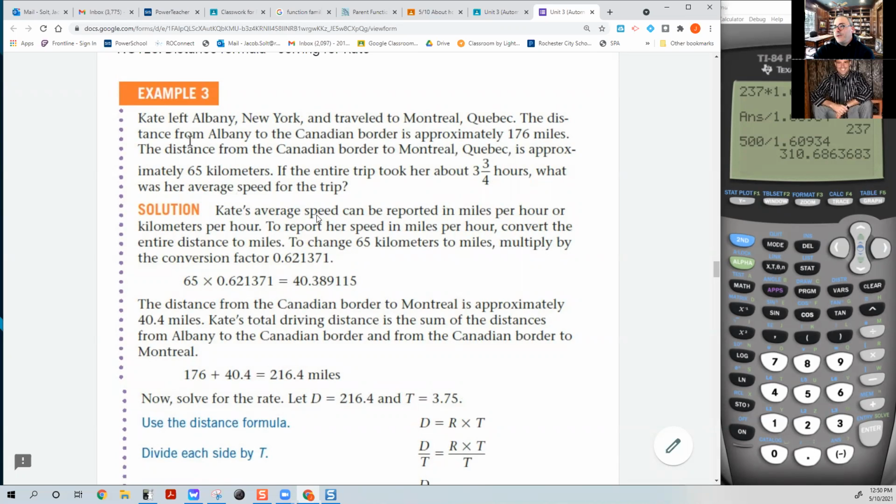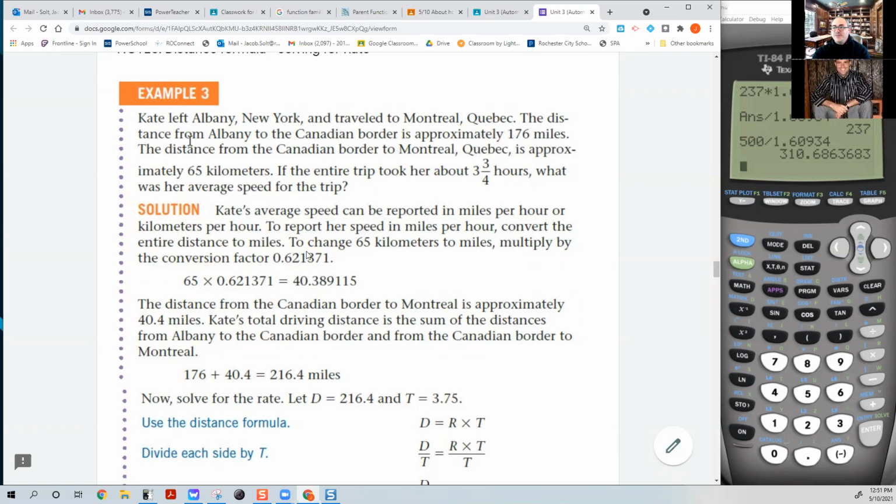Kate's average speed can be reported in miles per hour or kilometers per hour. I'm going to deal with just miles per hour right now. To report her speed in miles per hour, convert the entire distance to miles. Change 65 kilometers first to miles, multiply by the conversion factor. So the issue here is that we need a total distance. And the problem is we can't get a total distance from the beginning because we got this 176 distance in miles plus 65 distance in kilometers. So we need to convert the 65 kilometers into miles before we get started.